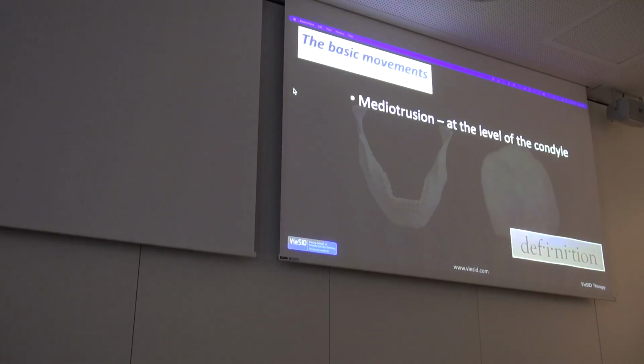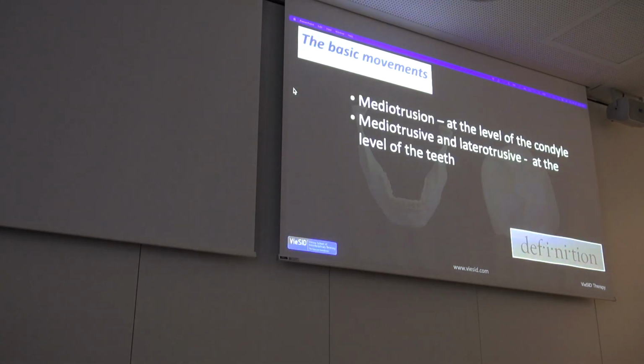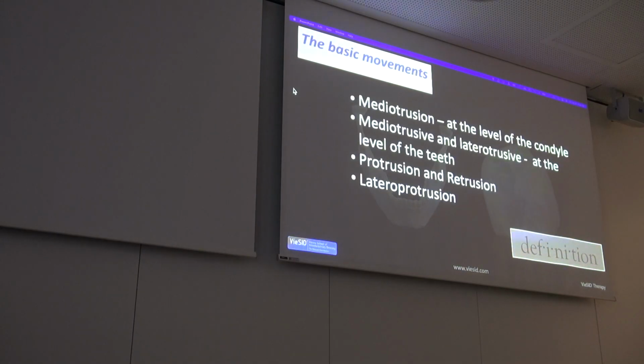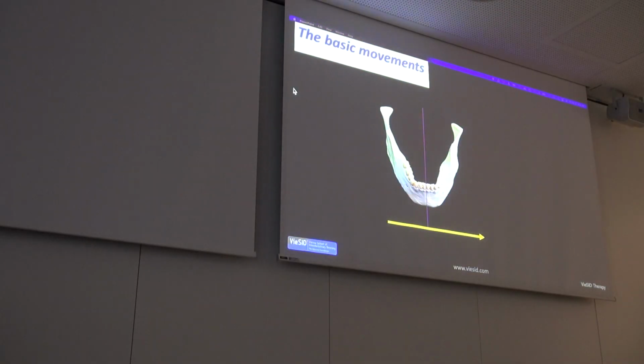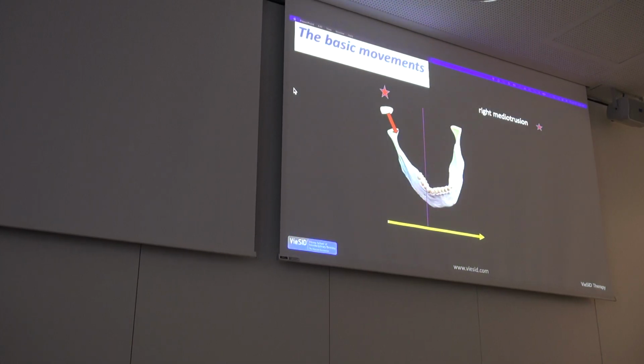So we know the basic tooth movements. We know that medial obtrusions are at the level of the condyle. Medial obtrusive and lateral obtrusive movements are at the level of the teeth. We know that there is protrusion and retrusion. And we're going to look at lateral protrusion and the various synonyms. I use this diagram in all of my early lectures because in North America, nobody understands what medial obtrusion and lateral obtrusion are. They think of working and balancing. So if nothing more, you'll know what the North American standard is.